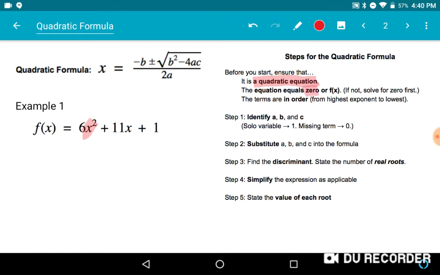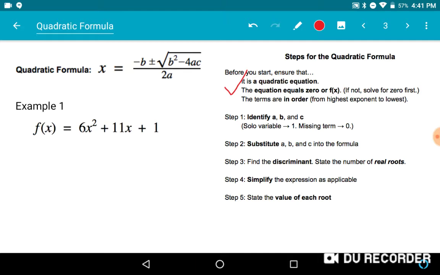Either it has to equal 0 or it has to equal f of x. Well, we have f of x equals, so we're also good there. And the terms need to be in order so that we don't get confused at a later time. And we do, in fact, have 6x squared, then 11x, and then 1. So we're looking pretty good. Think we're good to move on.